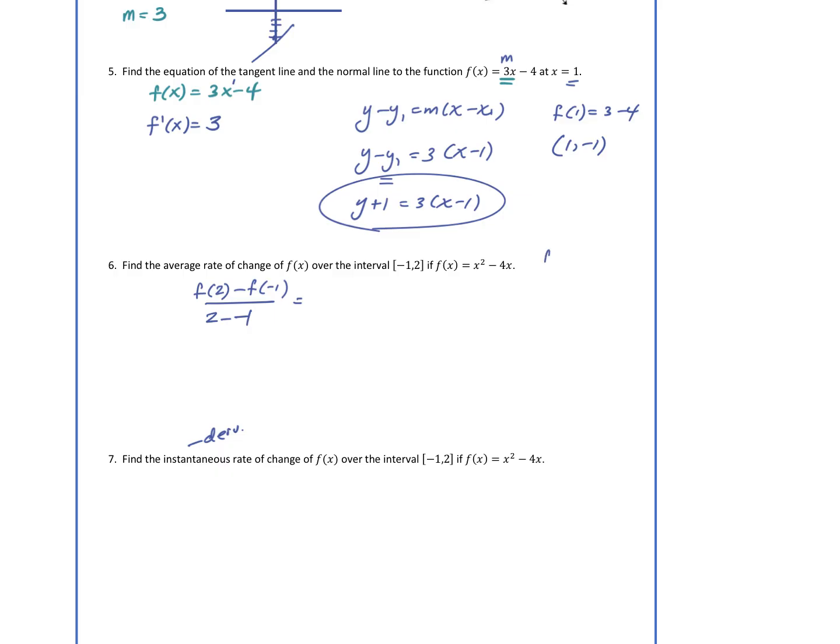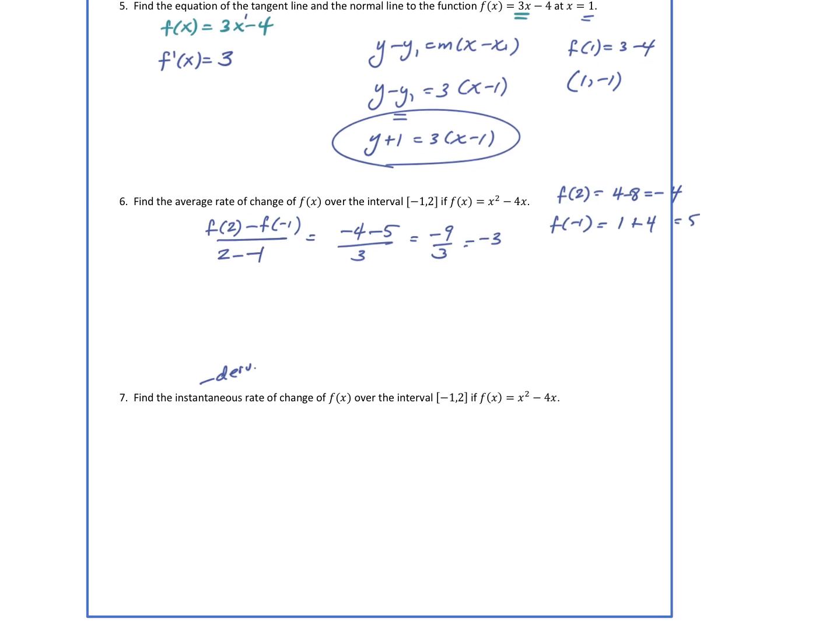I'd have to do f of 2. So f of 2 would be 4 minus 8. I get -4. I'd have to do f of -1. So I would get 1 plus 4, which is 5. So it's -4 minus 5 over 3. -9 over 3, which is -3.